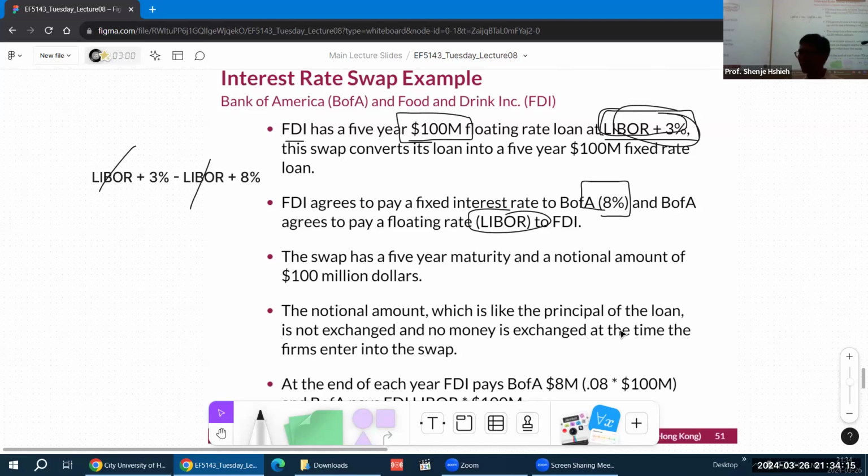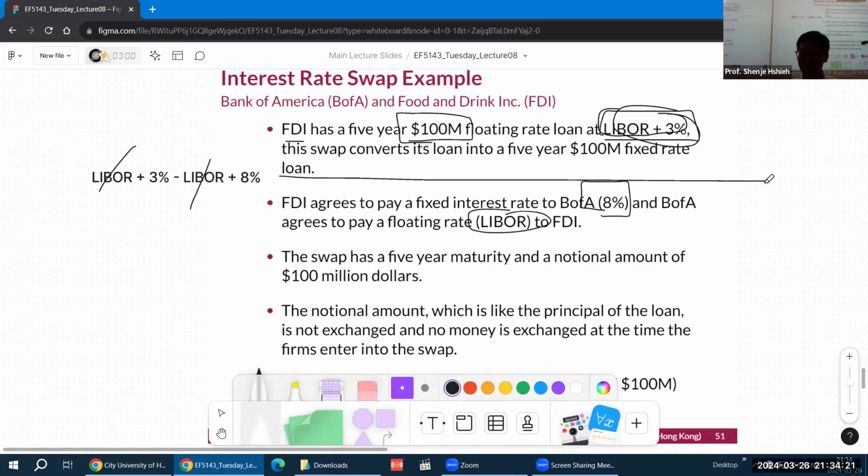So let me characterize the agreement again. Ignore this original bullet point, this top one. That's its original loan. The swap agreement is 8% for LIBOR. So FDI pays a fixed 8% for 5 years, and B of A agrees to pay FDI just LIBOR. They keep doing this every year for 5 years.